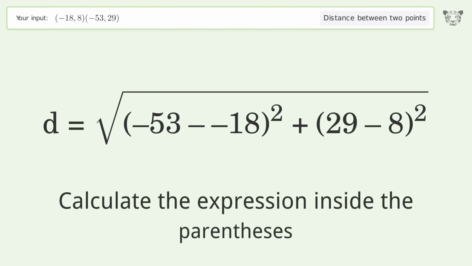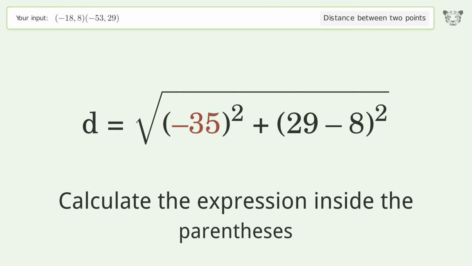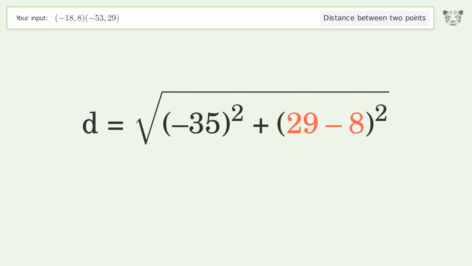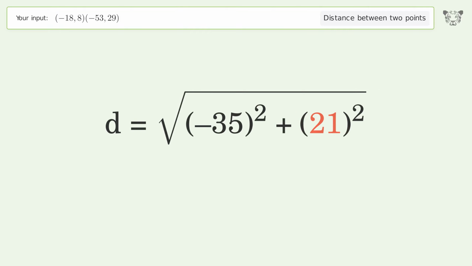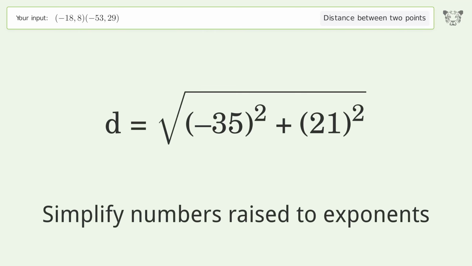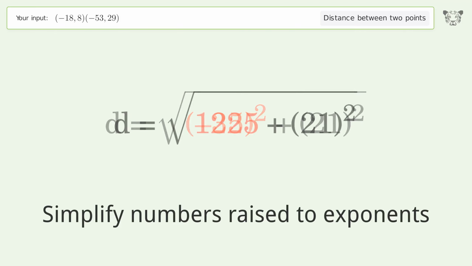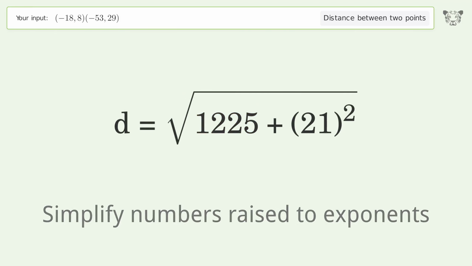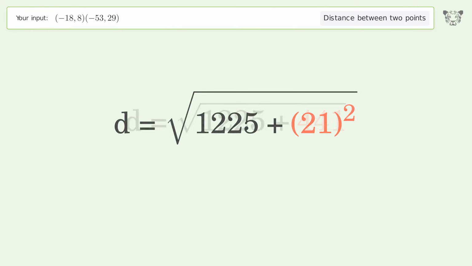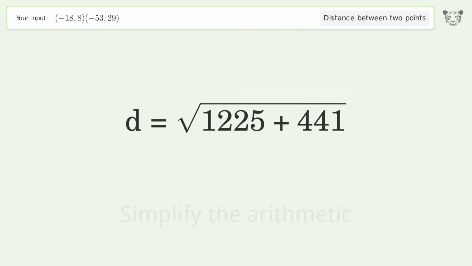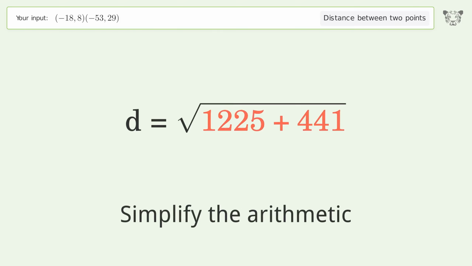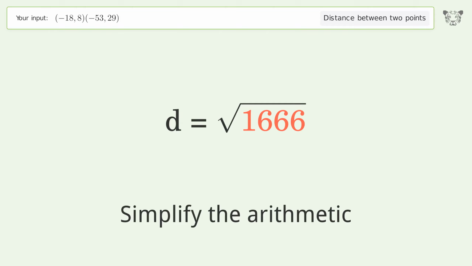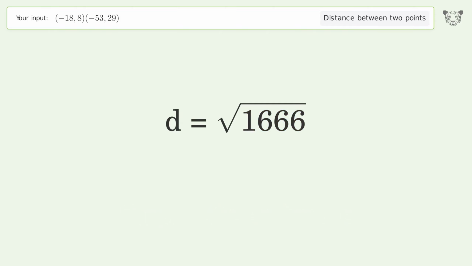Calculate the expression inside the parentheses. Simplify numbers raised to exponents. Simplify the arithmetic. And so the distance between the 2 points is the square root of 1666, or 40.817.